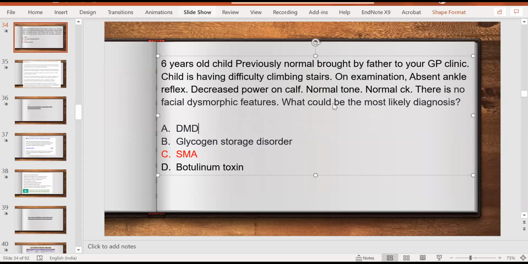I know this is a little hard for you guys, but is this understandable? Did you understand what I said? How to differentiate between DMD and SMA? Good.